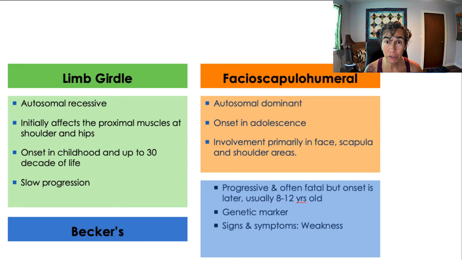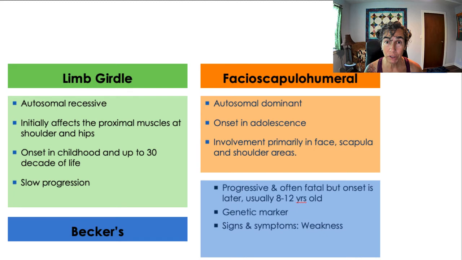So here's a breakdown. In green, we see the limb-girdle. It's autosomal recessive, right? So it is a genetic disorder as well as a dystrophy. Initially affects the proximal muscles at the shoulders and hips. Onset is from childhood all the way up to 30, and it's a very slow progressing type of muscular dystrophy.